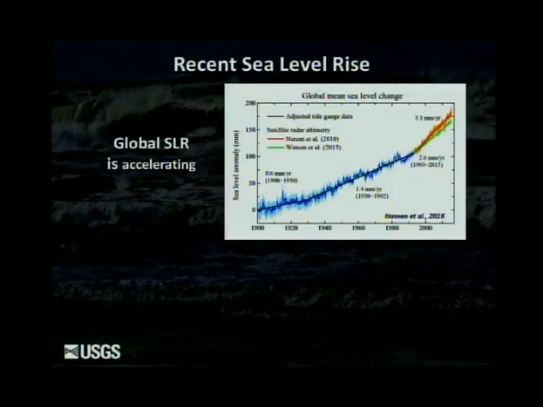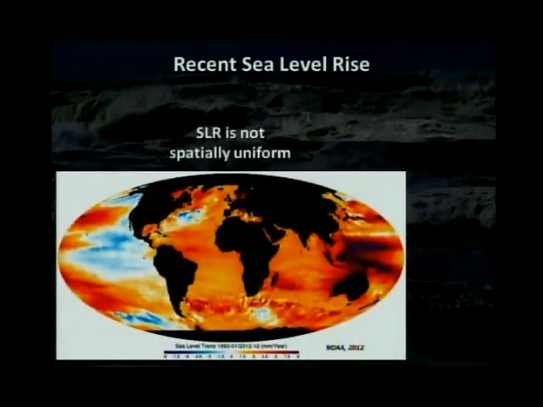So what is happening now? Well, based on tide gauges and satellite altimetry, we know that sea level rise rates have increased by at least 50% over the last 20 years. Background rates are roughly about 1.5 millimeters per year and have since increased on the order of about 3 millimeters per year. But sea level rise is not spatially uniform across the globe, and this is just a map showing the variability in sea level rise rates over the last several decades based on satellite altimetry.